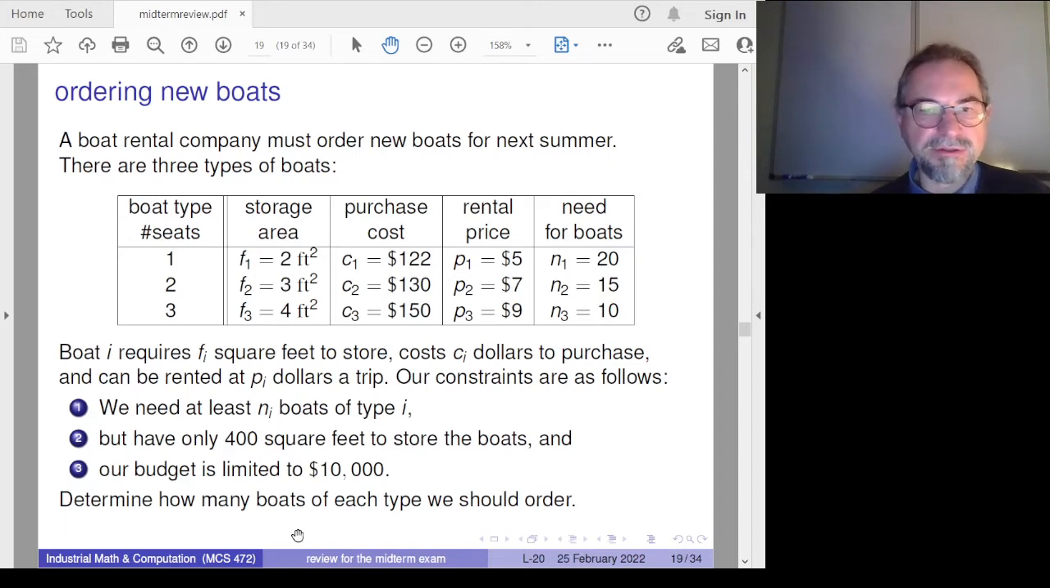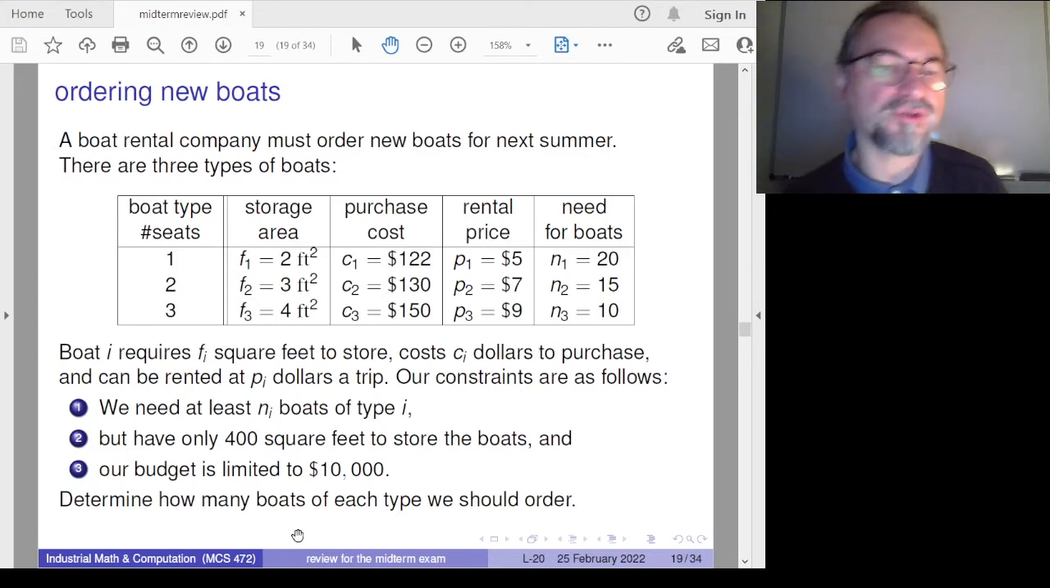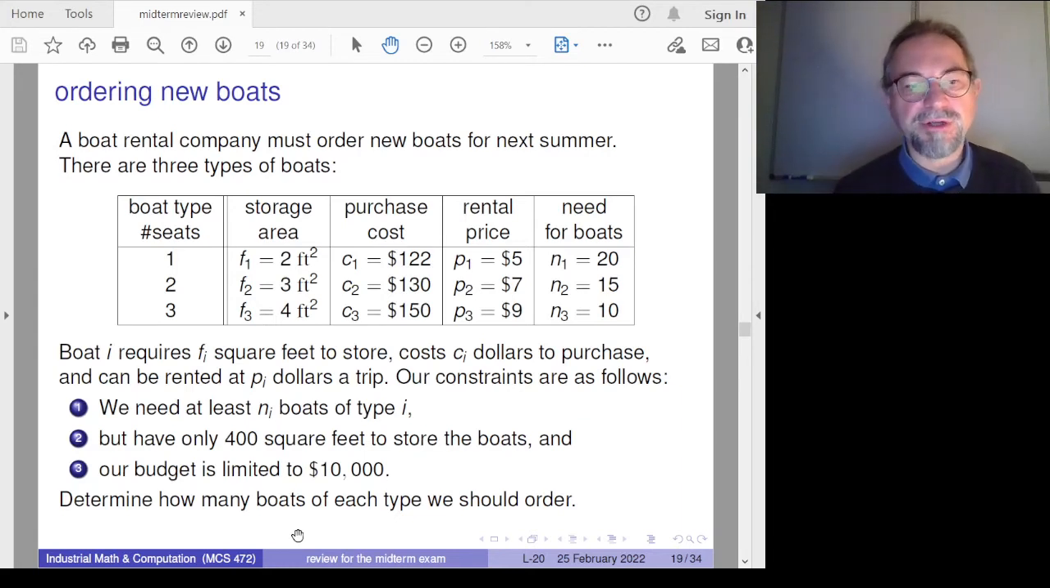So under these constraints, we have the storage constraints, which are the upper limits, and then we have the lower bound on the needs for each type of boat. How many boats of each type should we order?